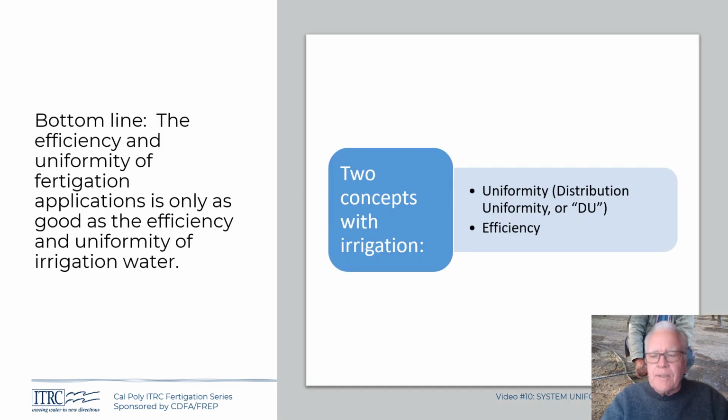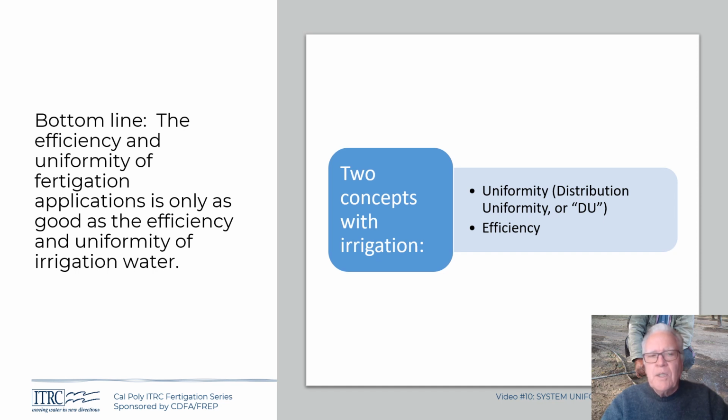Now, here's the general idea. The whole deal on fertigation is interesting if you consider fertilizers, interactions, the nitrogen cycle, the gizmos that we use to inject fertilizers, the sensors, all that sort of stuff. It's very interesting. But here's the bottom line. The efficiency and uniformity of your fertigation application is only as good as the efficiency and uniformity of your irrigation water application.